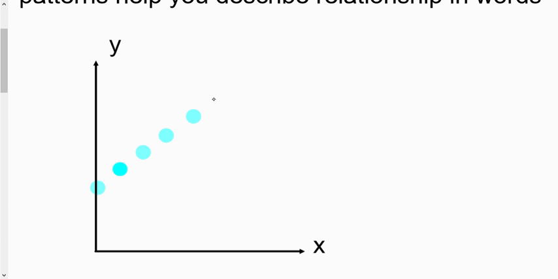But all that we're trying to do is describe the scatter plots that we're seeing with words. And so we would say, well, this is linear, and we would also say it's got a positive slope to it, or it's a positive linear scatter plot relationship. So that's what we're talking about when we look at patterns.